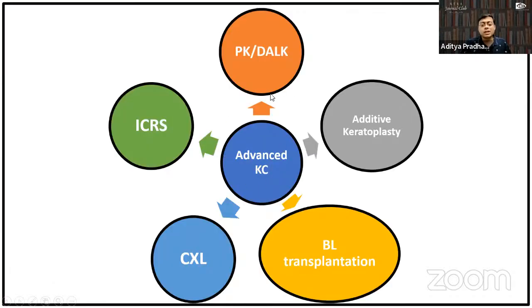The different modalities we have are, first, a full thickness keratoplasty or a DALK. The other one is what we call additive keratoplasty. The third option is Bowman layer transplantation. The fourth option is cross-linking. And the fifth option is an intracorneal ring segment. For the purpose of time, I will not touch upon PK and DALK as they are the last options among these five. So I'll briefly deal with the rest of the four.